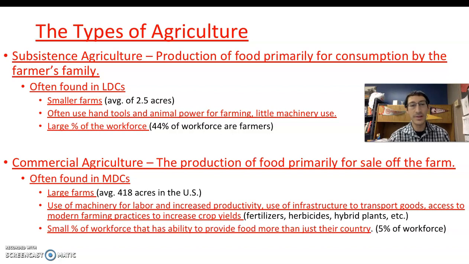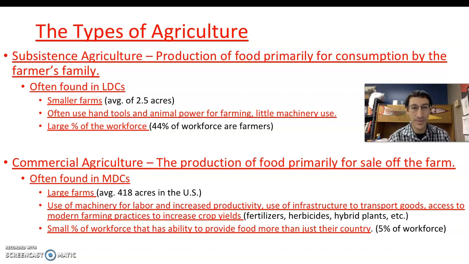Typically in these countries, it's a small portion of the workforce that actually works within farming, not necessarily within the sale of farming, but the actual farming, like growing of crops and raising of animals, and they typically provide beyond their country. They're selling internationally. In most countries that we consider to be more developed, that's about 5% of the workforce. In the United States, it's 2%.